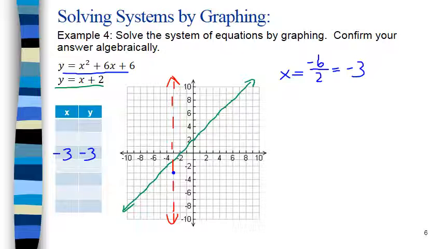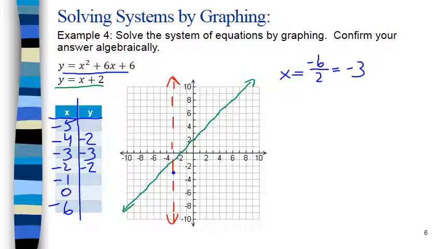So I'm going to go ahead and pick negative 2 and negative 4 and negative 1 and negative 5 and 0 and probably negative 6 also. So go ahead and pause the video and find some corresponding y values. Okay, so negative 2, negative 2, negative 4, negative 2. So I graph those.